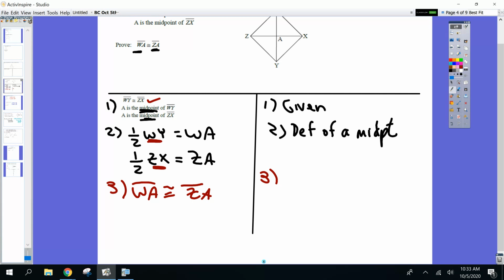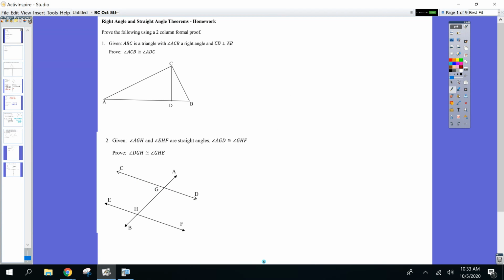Others? More questions. Let's go. More questions here. There should have been more here. Nothing at all. Let's go. Number 2, everyone. Take a look at number 2. Number 2 is very similar to the notes we took on Friday dealing with straight angles.